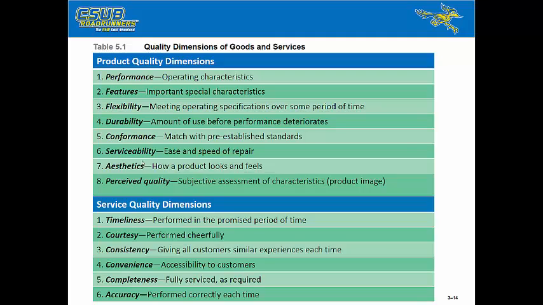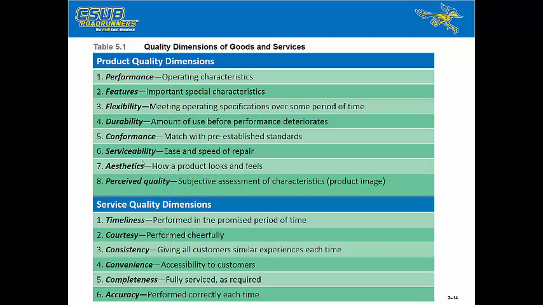Dimensions of goods and services for your market positioning maps. Quality and service. So product quality and service quality have a number of different features to them that you could use on your market positioning map. When you're talking about product quality, it could be performance, so the operating characteristics of certain products. Features, important special characteristics of your product or service.